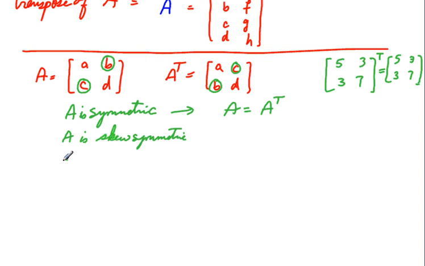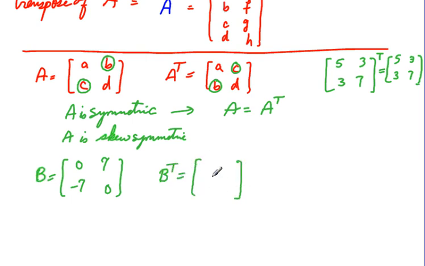Suppose, give me an example of a skew-symmetric matrix. We said on the diagonals we better have zeros, and then 7 and minus 7. So suppose this is my matrix. If I transpose it, what do I get? What is the entry here? 7 and minus 7 and 0.